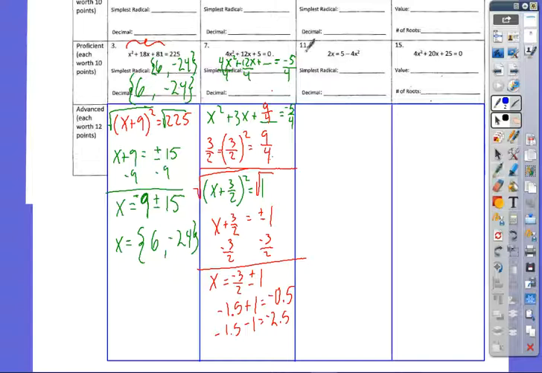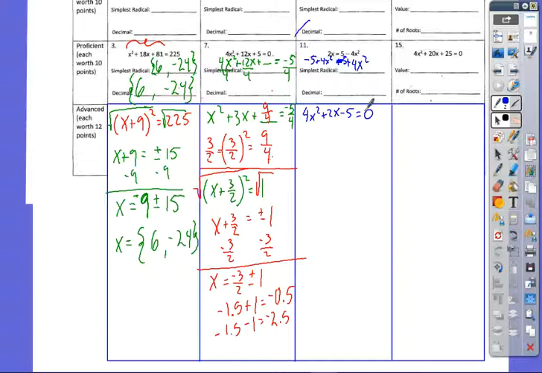Problem number 11. So we're going to use the quadratic formula to solve this. And we need to have everything on one side of the equal sign and equal to 0. So the first thing I'm going to do is subtract 5 and add 4x squared to both sides. And so I will end up with 4x squared plus 2x minus 5 is equal to 0.